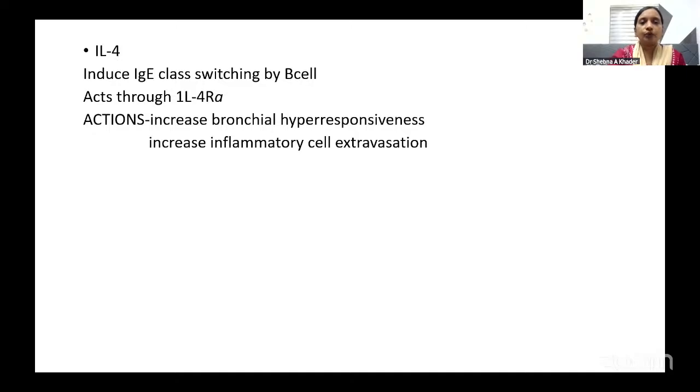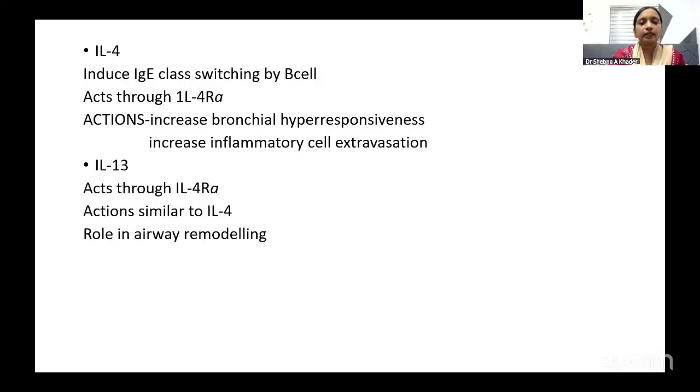So IL-4 induces the IgE class switching by B cell and it acts through the IL-4 R alpha receptor. The actions are mainly increasing the bronchial hyperresponsiveness and increasing inflammatory cell extravasation, which are the main pathological features of asthma.